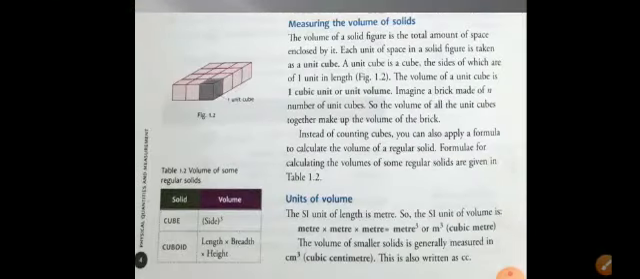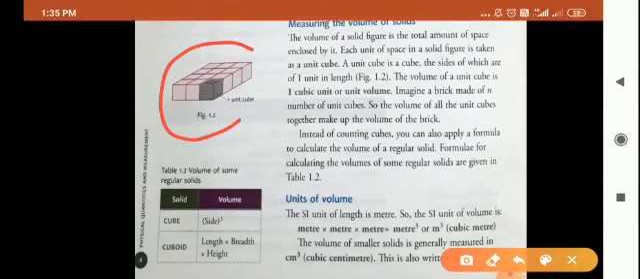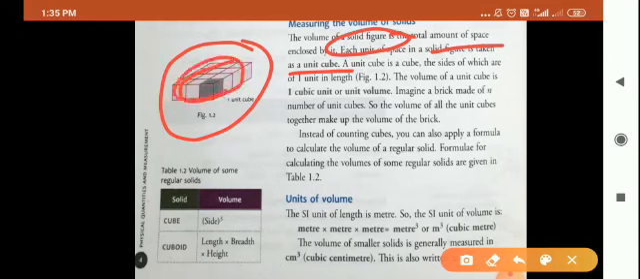Now, measuring the volume of solids. Like you were measuring the area, in the same way if you have to measure the volume of a particular solid, for that purpose, what will you do? The volume of a solid figure is the total amount of space enclosed by it. Now, a solid is different from a liquid. Yes or no? So suppose you have to find the volume of a solid. What is the volume of the solid figure? The volume of the solid figure is the amount of space enclosed by it. Whatever the amount of space enclosed by the solid is your volume.